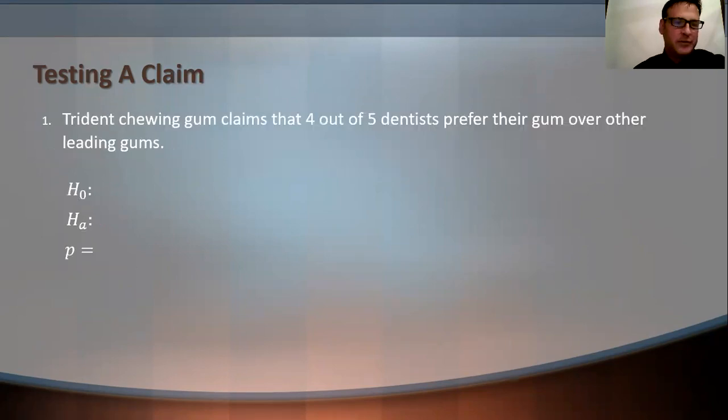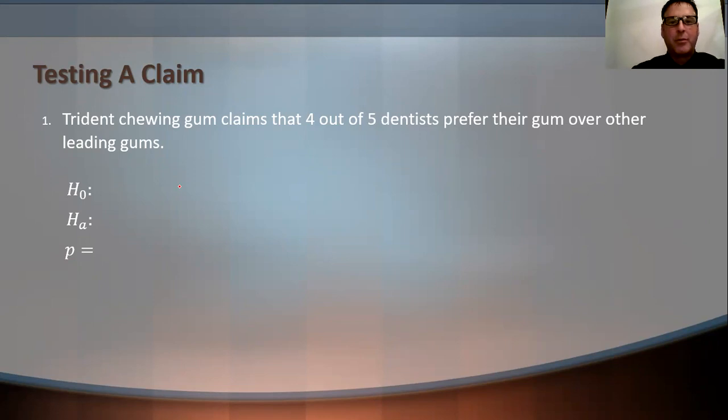So here's how they're used. We're going to look at the null hypothesis, and this is the original claim. It's the claim that's stated to be true. In this particular problem, it says Trident chewing gum claims that 4 out of 5 dentists prefer their gum over other leading gums. So I'm going to put some symbols behind the null hypothesis, which is this H sub 0.